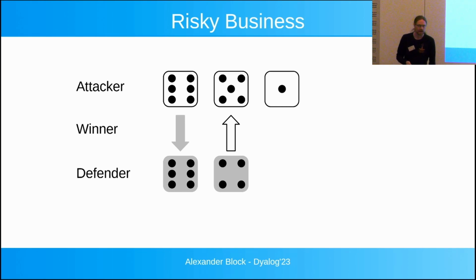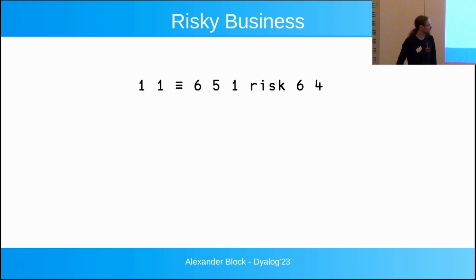Okay? The problem was writing a function which, given a descending list of dice results for the attacker on the left and for the defender on the right, gives a vector where the first number is the amount of units that the defender is losing, and the second number is the amount of units the attacker is losing. That's exactly the example from the other slide.